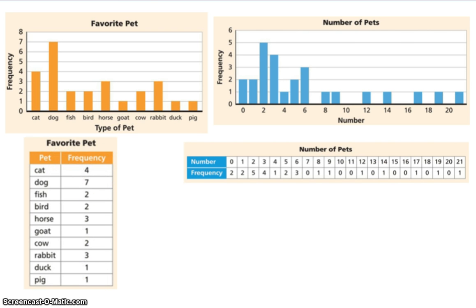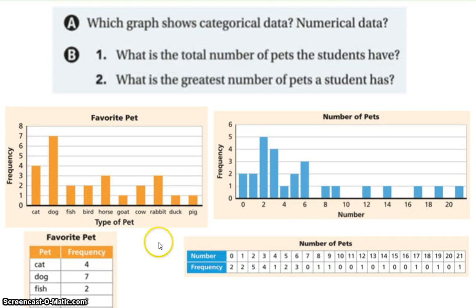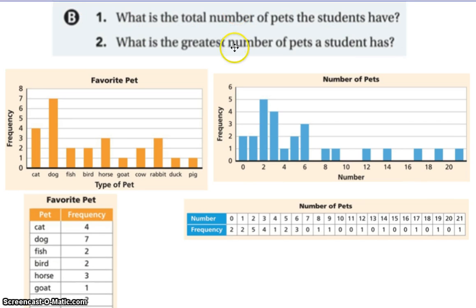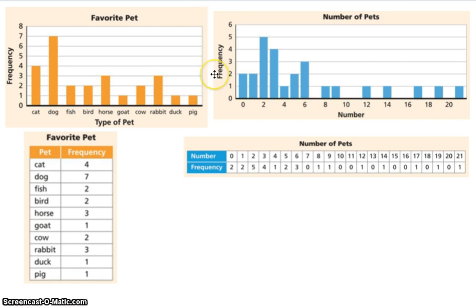So let's take a look at a couple of questions. Question A says, which graph shows categorical data, numerical data? Well, we just talked about that. Favorite pet is going to be an example of categorical.